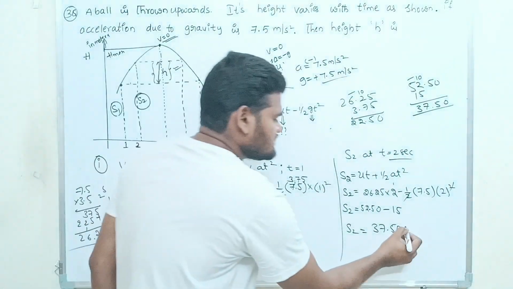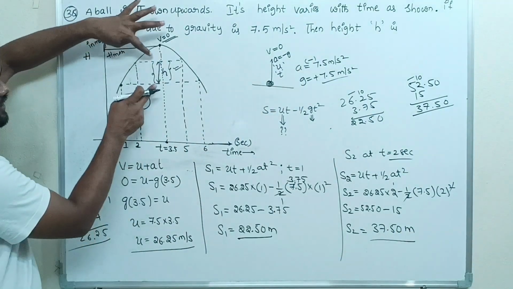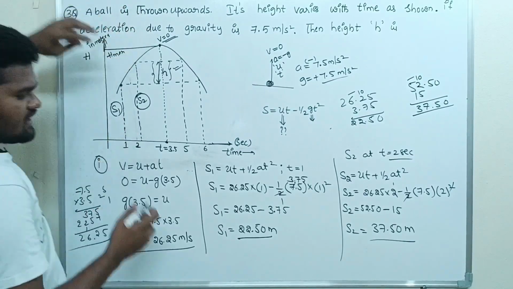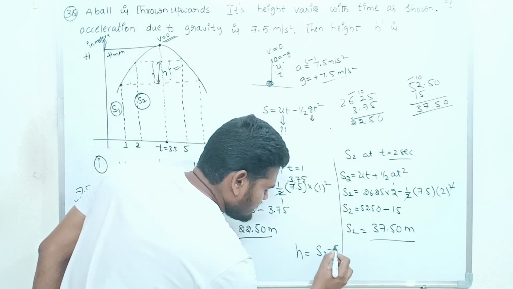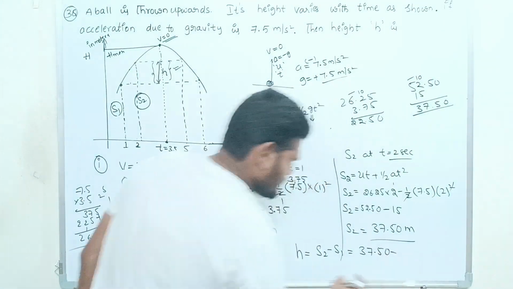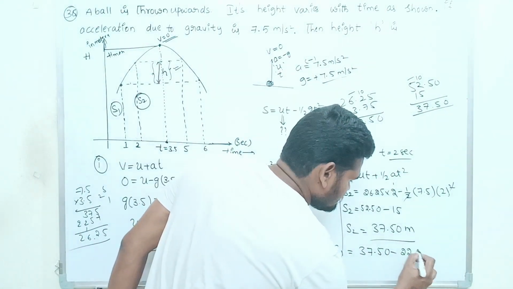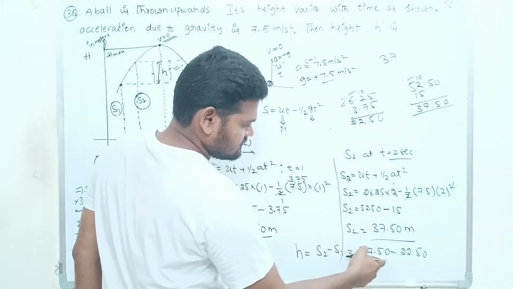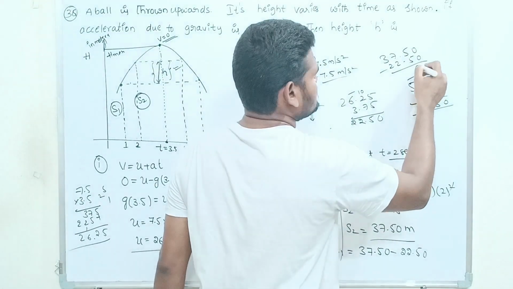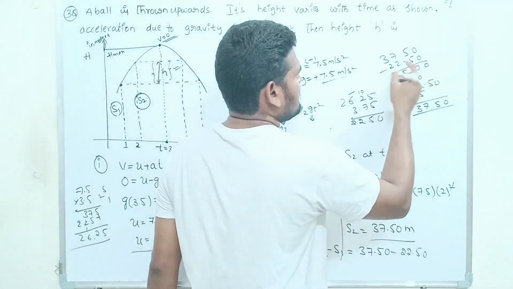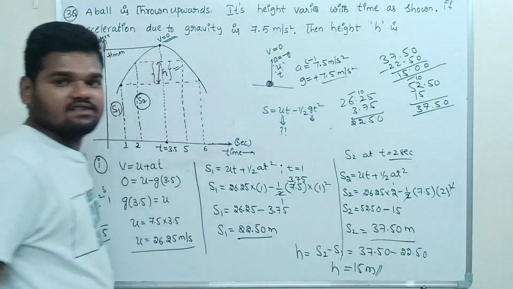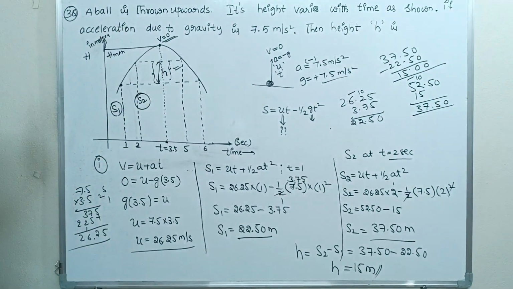So now what we have to find, this is in meters, we have to find this h. So how can we find the height? Just take s2 minus s1. Okay, just make s2 minus s1. So h is equal to what? s2 minus s1, which is equal to, what is the value of s2? 37.5 minus s1, 22.50. So 37.50 minus 22.50. So how much? So height h is equal to 15 meters. So what is the height we got? 15 meters. Are you getting it?